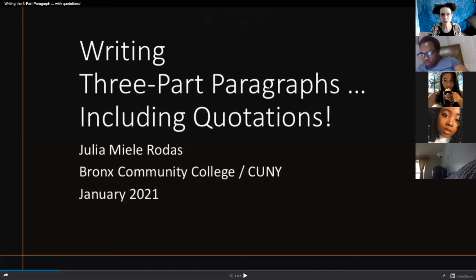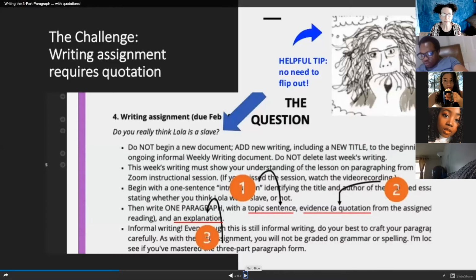See, but this is in fact in the Blackboard folder. So the question is, how do we write something that uses a quotation? This is the first time in this class that I'm asking you not to just be relying on your own experience, but to be relying on evidence from an outside text. So how do we do that?